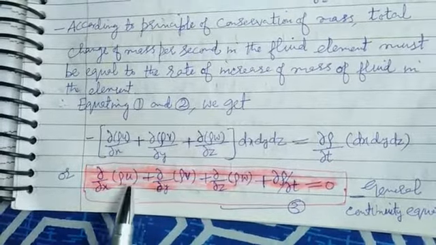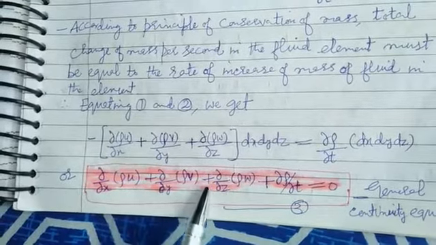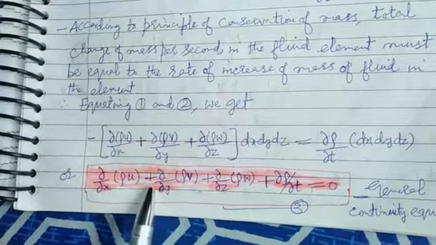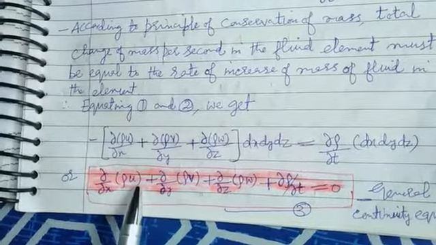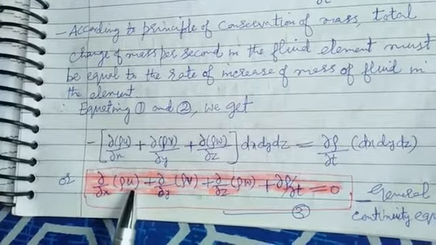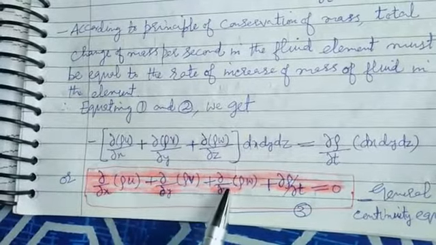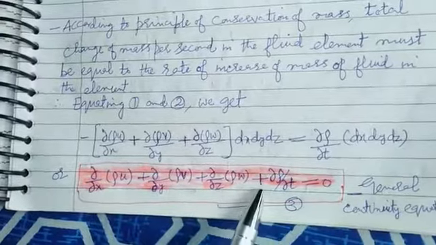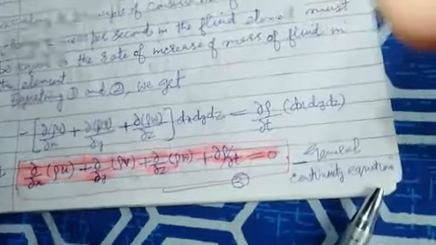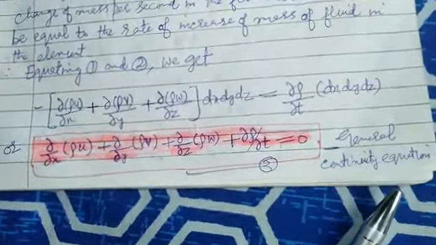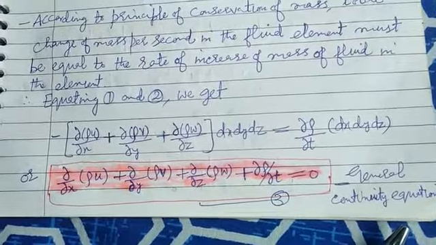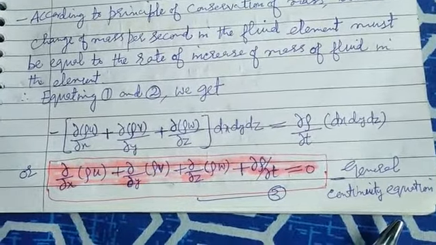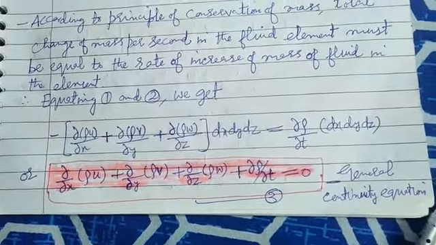Here rho is the same, it does not change, so it is the same in every term, and the difference is here: in the first term it is u, in the second term it is v, and in the third term it is w. Here u, v, w are the velocity components along the three axes. So this is the general continuity equation along three dimensions.